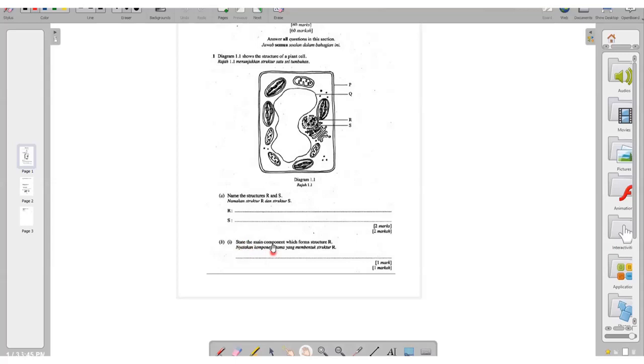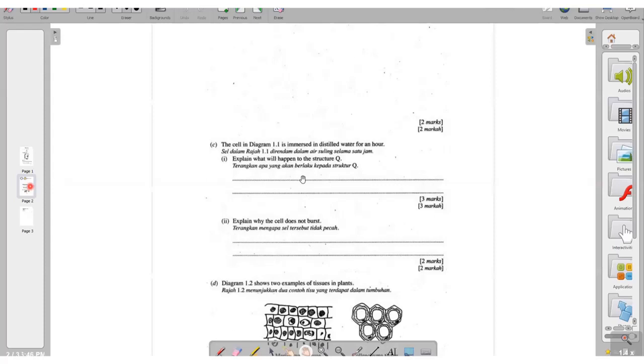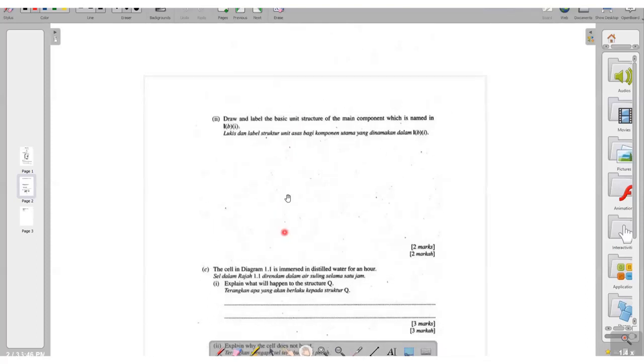What is the main component which forms the R? So what is the main component inside the nucleus? Inside the nucleus we have chromosome. The next page question is, take note, inside the chromosome we have DNA. But you see the next page question: draw and label the basic unit structure of the main component you named in 1B1. So in 1B1 you may have labeled chromosome, correct? If you label DNA also correct.